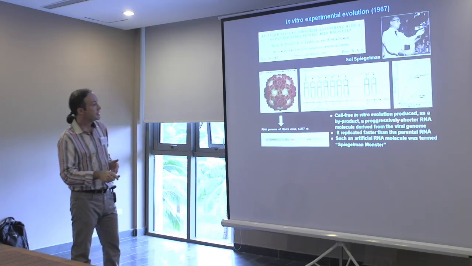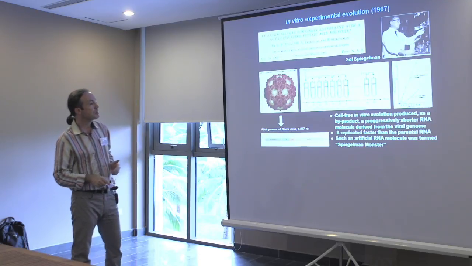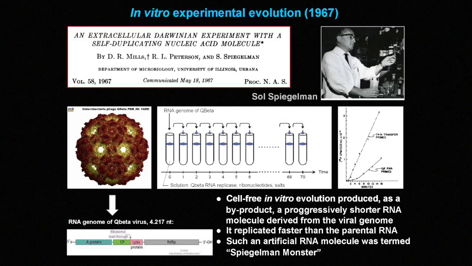So this progressively shorter RNA molecule derived from the viral genome, so a part of this was produced because of the evolution inside the test tube. So molecules were evolving inside the test tube. If you allow RNA molecules to evolve, they can evolve, and this is quite interesting. Here, what was the selective pressure? Because you need selective pressure to evolve. You should replicate fast. This is the selective pressure. So the faster you replicate, the higher amount of concentration you will have.